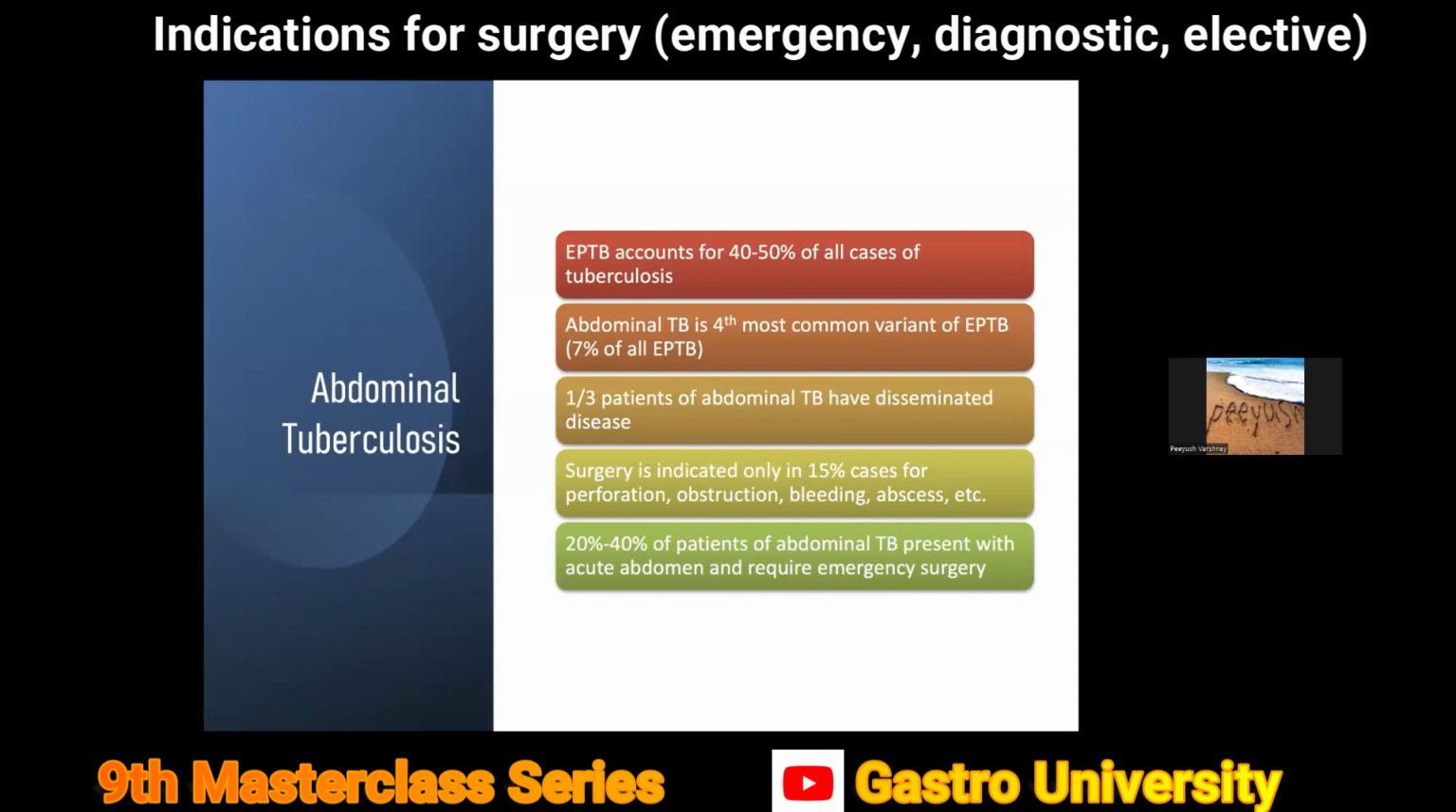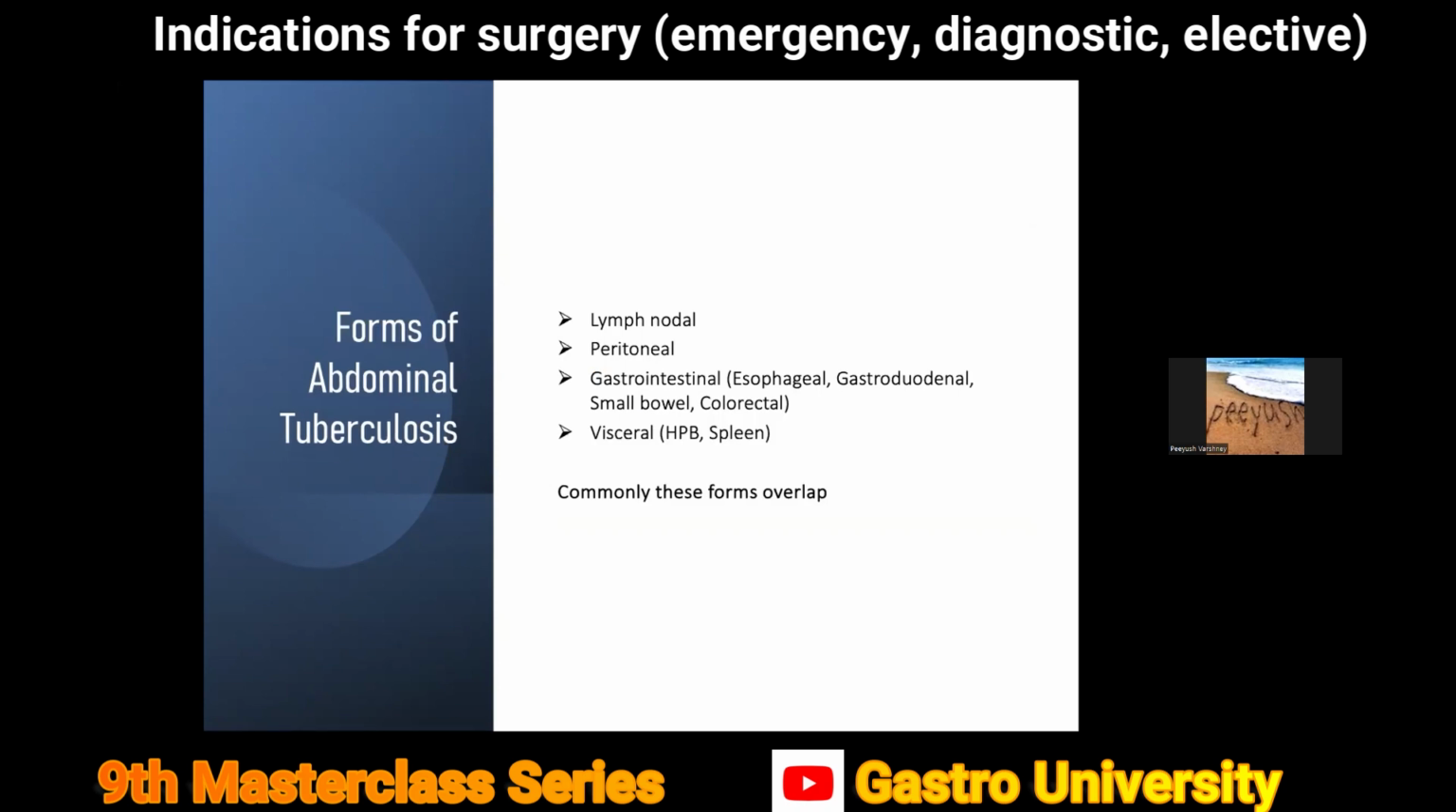So, extrapulmonary tuberculosis is around 40 to 50% of all cases of tuberculosis, and abdominal TB is the fourth most common variant of extrapulmonary tuberculosis. One third of the patients at presentation or at the time of diagnosis have a disseminated disease, and surgery is indicated only for 15% of cases which are having complications like perforation, obstruction, bleeding, etc. So 20 to 40% of patients require emergency surgery, and we'll discuss how.